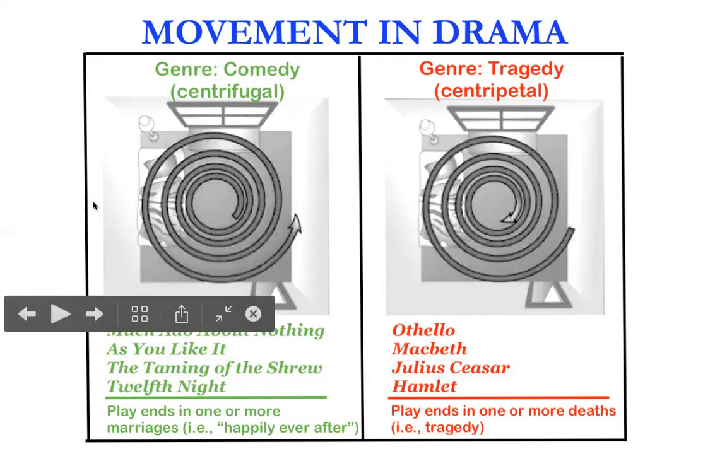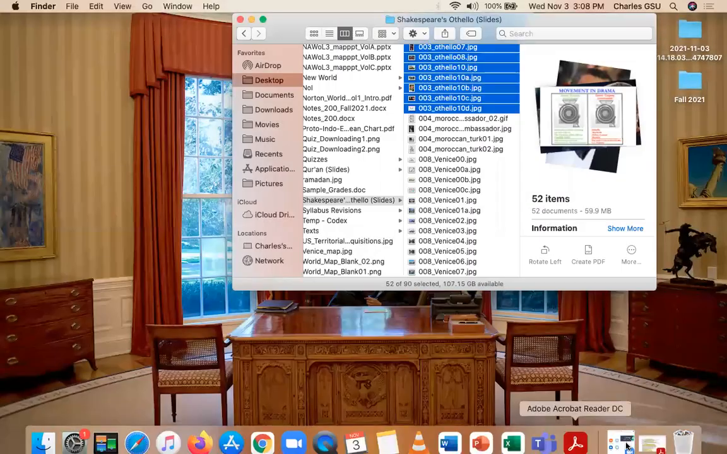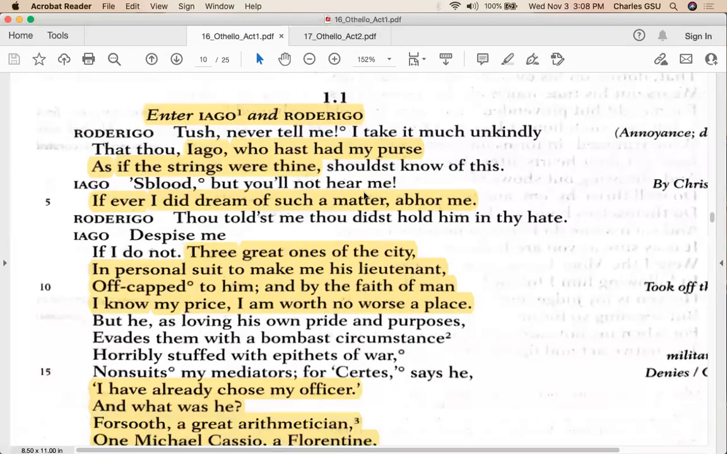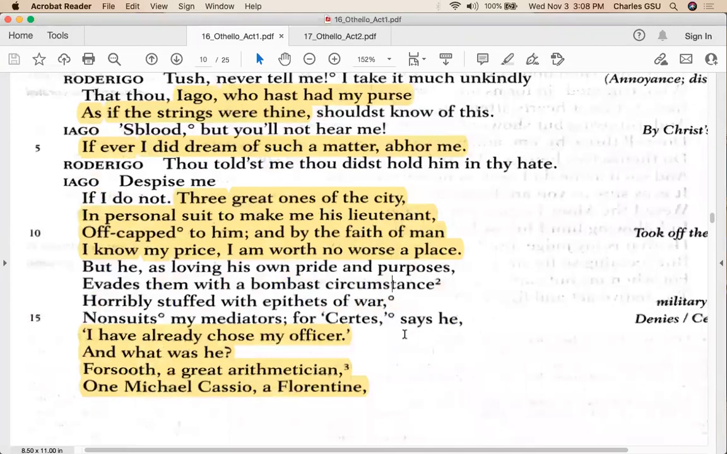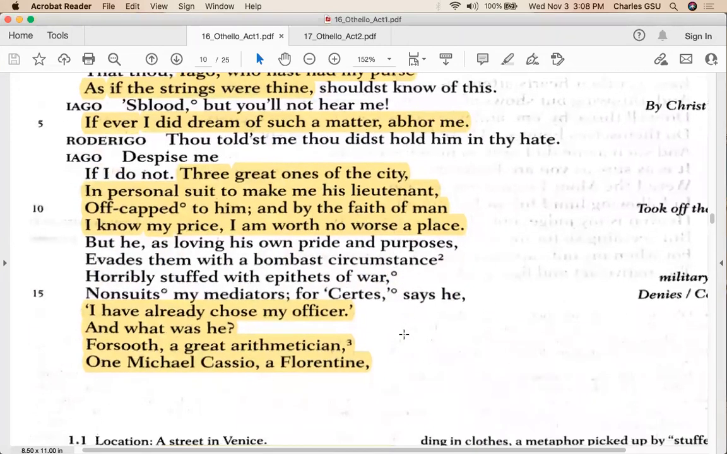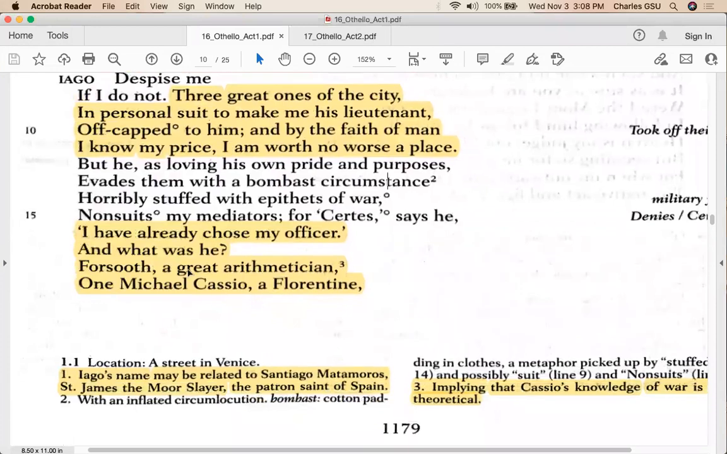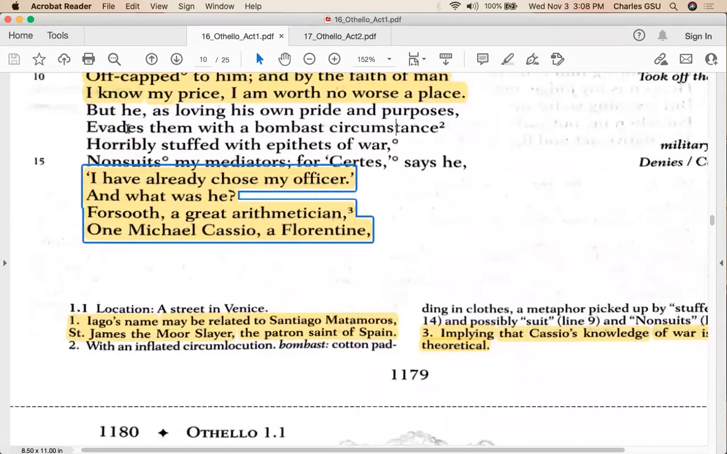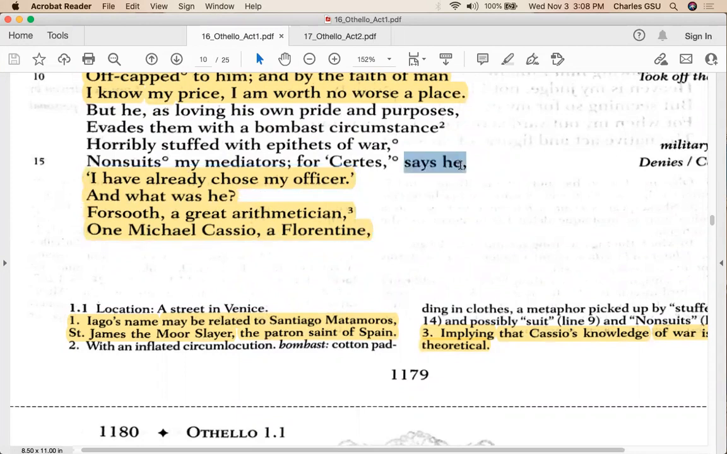All right, those are the images for the play itself, and I will just go through some of the more salient or important parts in the play here. So here's where early on Iago criticizes Cassio. He, in this case, is Shakespeare.